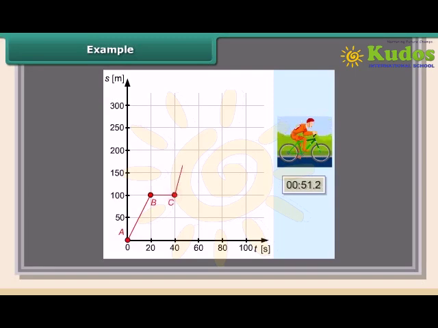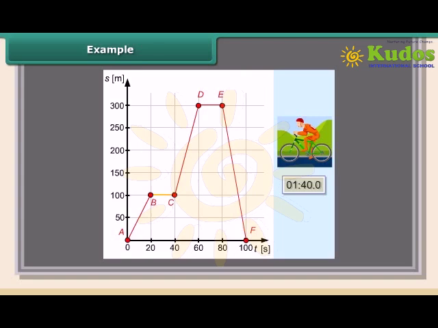From the graph, we can determine the location of the cyclist at a given moment. We can find the type of motion with which he was traveling along particular segments, his speed, the distance he covered, and even his direction of movement. So from segment AB, we can discover that the cyclist covered a distance of 100 meters in 20 seconds, moving at a constant speed of 5 meters per second.